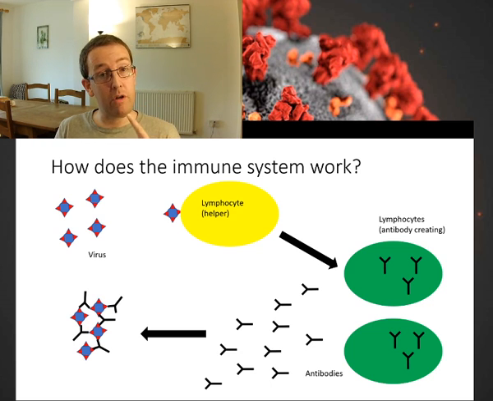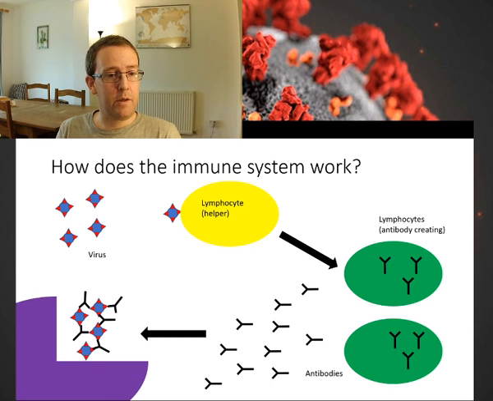Remember, they use those spikes to get into your cells, so once they've got antibodies on them, they can't do that. And it also glues them together, which makes it very easy for the other type of white blood cell, the phagocyte, to pop in here and consume them all and destroy them, get rid of them. Okay? So that's a very simplified way of how your immune system works.